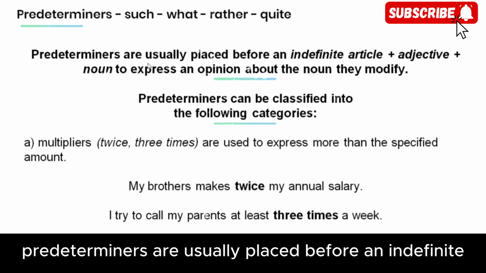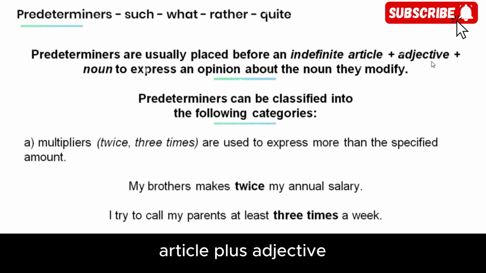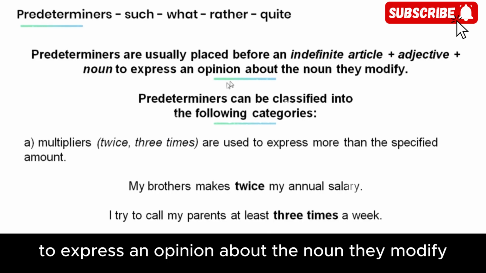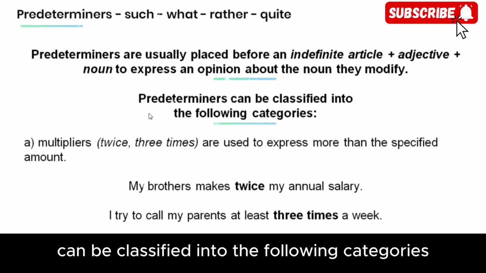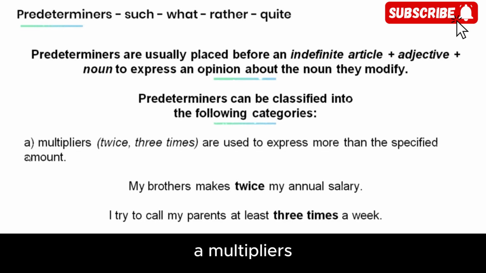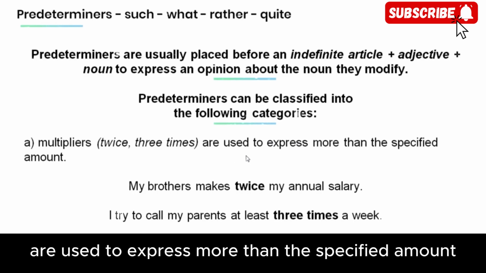Now, predeterminers are usually placed before an indefinite article plus adjective plus noun to express an opinion about the noun they modify. Remember that predeterminers can be classified into the following categories. A. Multipliers. For example, twice, 3 times are used to express more than the specified amount.